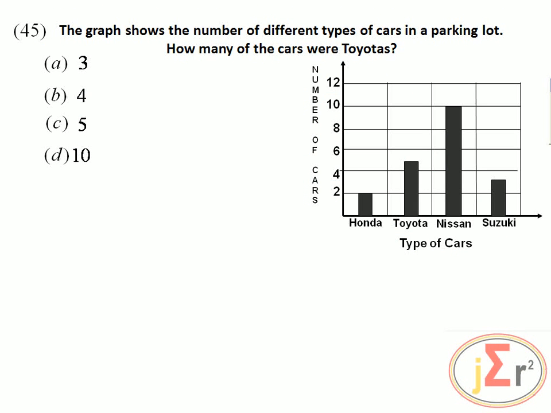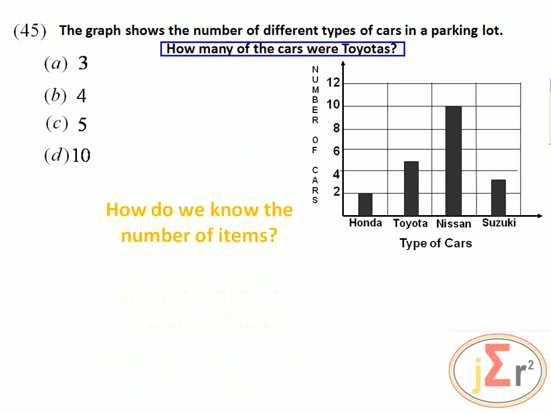The graph shows the number of different types of cars in a parking lot. How many of the cars were Toyotas? And Jerry is saying that 5 of them were Toyotas.